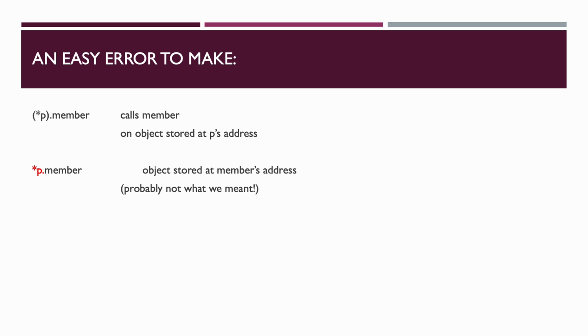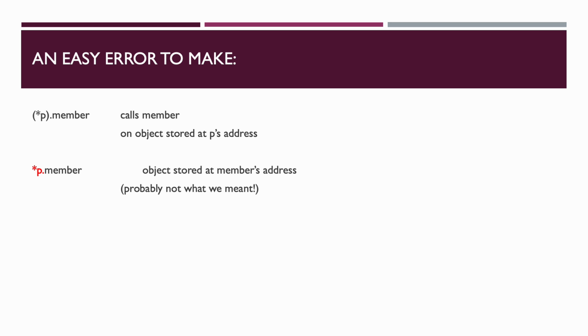On this slide, here's how we might explain this slide about an easy error to make when working with pointers. Now let's look at a common error that many people make when using pointers and member access. The difference between these two expressions can be subtle, but understanding it is crucial to avoiding errors.